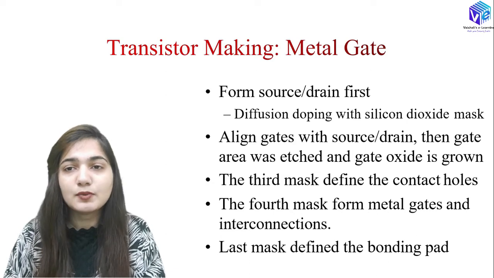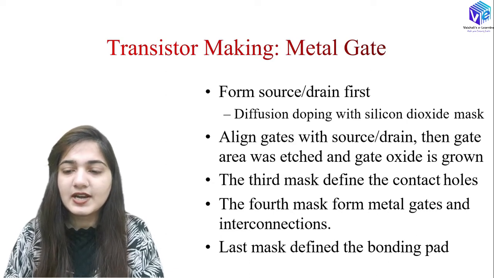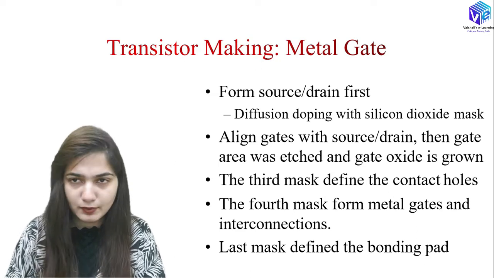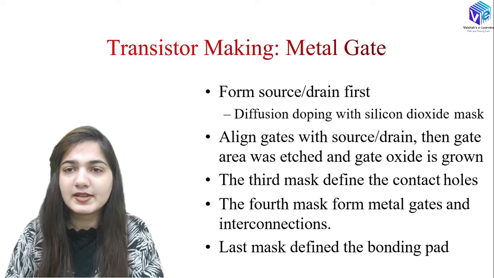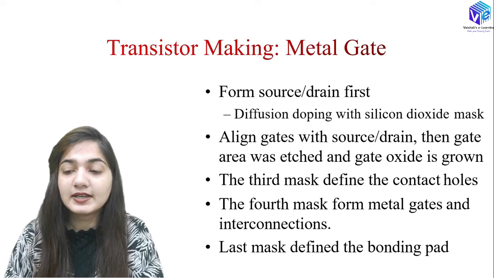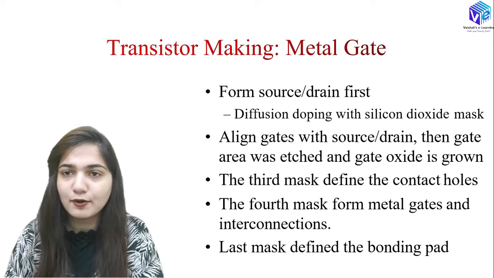How do I make the mask? With the help of the photolithography process, right? So after making the mask I will be doing the diffusion doping, which we all know, right? So this is how we will be making the source and drain. After that we have to align the gate with the source and drain that we had already made.